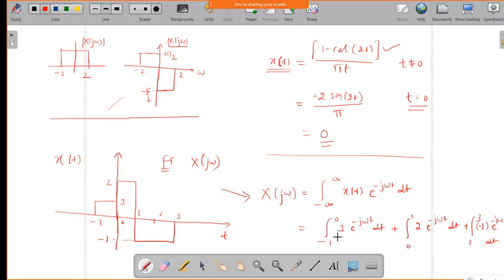Now we can evaluate these integrals and try to get the answer. Try to do this one.